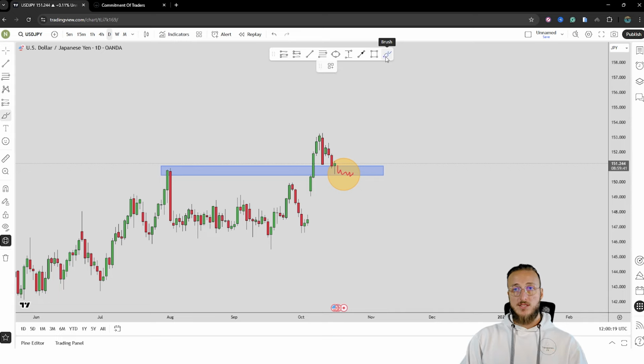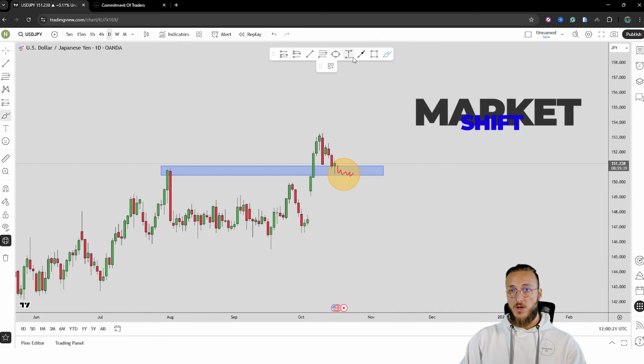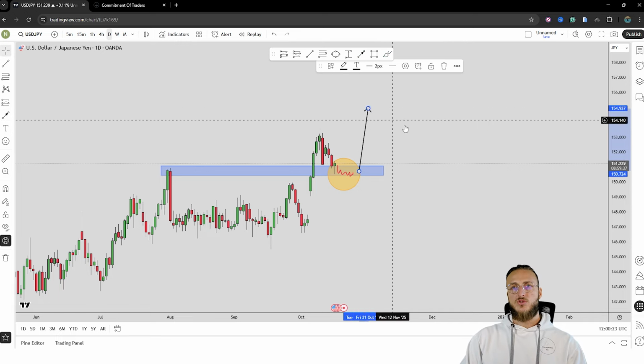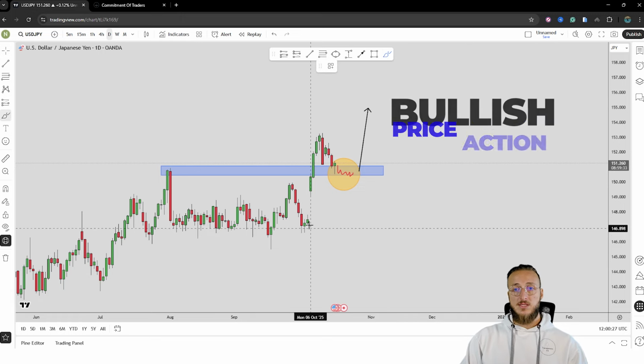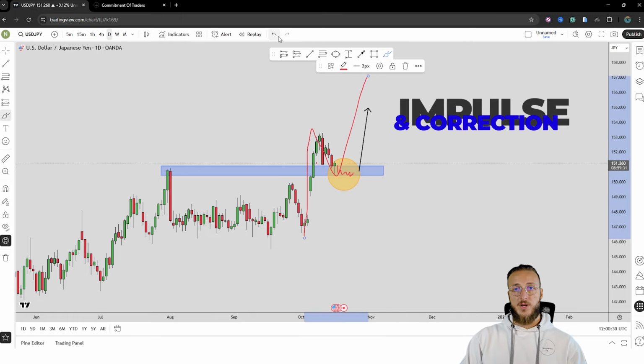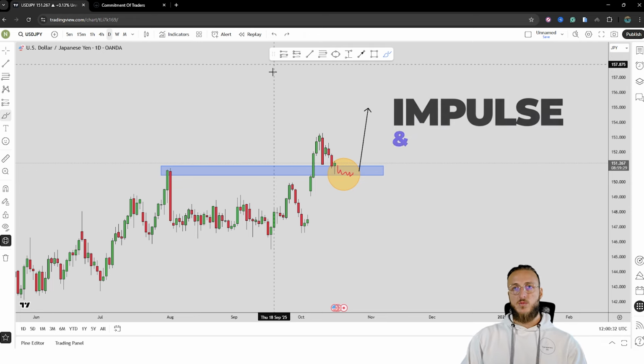Therefore, I wouldn't be surprised if this market would shift from an intraday bearish to bullish market to see a potential rejection to the upside away from this area, for the market to complete this daily impulse correction and impulse pattern to the upside. That definitely wouldn't surprise me.